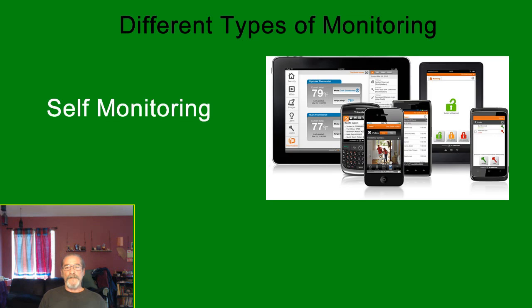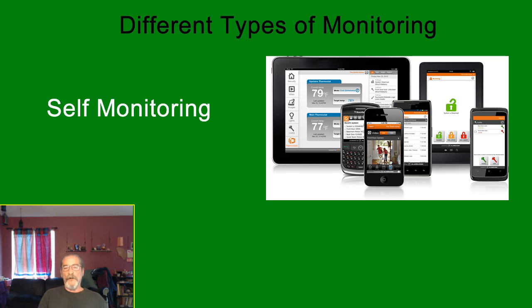The next type is self-monitoring. Self-monitoring means that your alarm goes off, it makes the local noise, but it also transmits a signal to somewhere like Total Connect or Alarm.com. That sends the information to any internet connected device. So it can be your tablet, your computer, or your smartphone, and it'll let you know exactly what's going on.